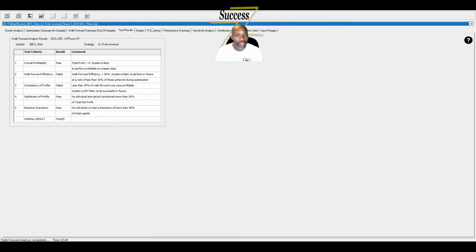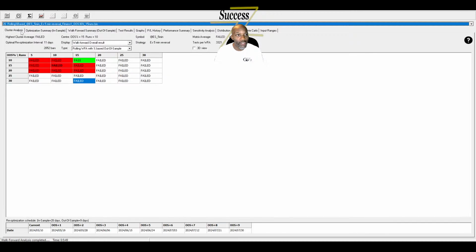All right, so the one that did the best was this one. So 15%, so 10% out of sample with 15 runs. Okay, that is the one that is currently on. Let's see if I can move it here. Let's just say 30%, 15 runs.